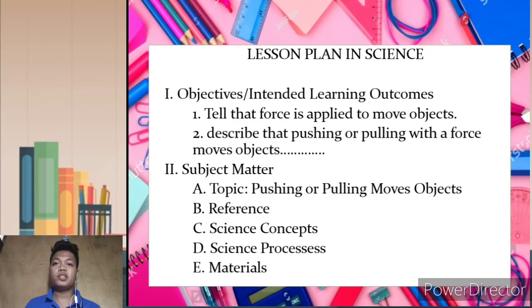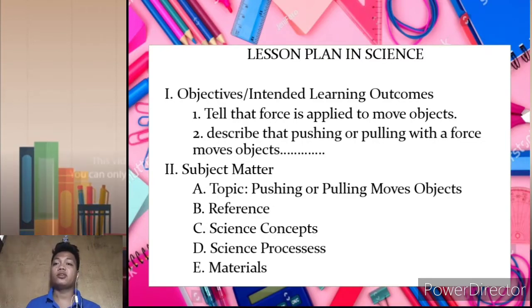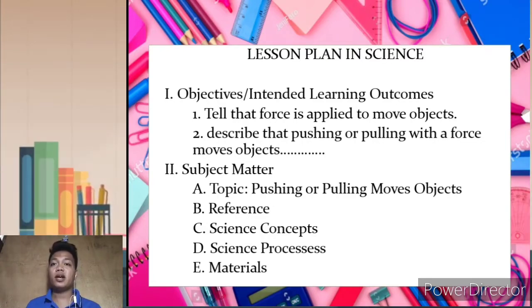Next is subject matter. In subject matter, here is the topic: reference, science concept, science processes, and materials. Science processes is observing and making operational definition. Materials are real objects that help you to explain, like boxes, chairs, books, and pictures.